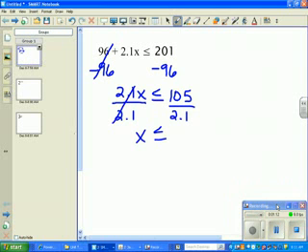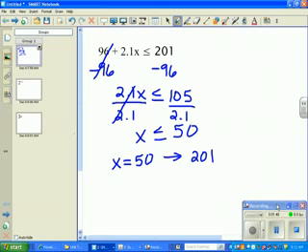And what is 105 divided by 2.1? 50. And this is where I said you could use a calculator. That does not bother me. I'm not going to ask you to do that by hand, okay? So we get 50. So how would you check your answer to make sure it's correct? I'm not going to ask you to do this on the quiz, but I just want us to say it out loud. How do we check? Go ahead, Margaret. 50 for x. Yep. So you're going to put 50 in for x, see if you get 201.